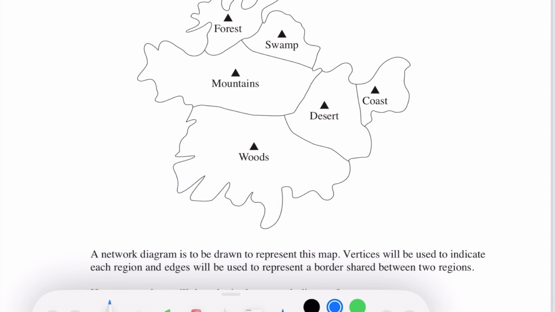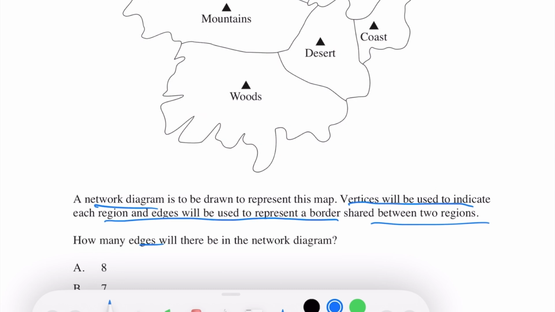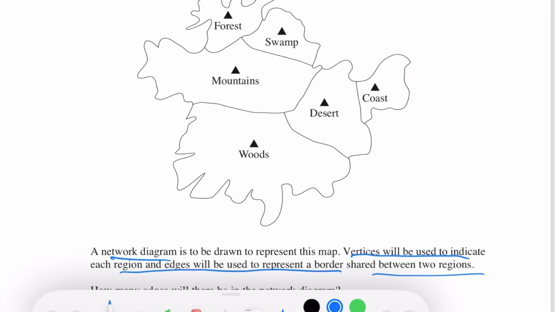Question 4. The map shows regions within a country. A network diagram is to be drawn to represent this map. Vertices will be used to indicate each region, and edges will be used to represent borders shared between two regions. How many edges will there be in the network diagram? So what we're going to do is draw the network diagram and then work out how many edges there are. So basically from forest, that shares its border with mountains and swamps. So from forest, I can either go to mountains or swamp.